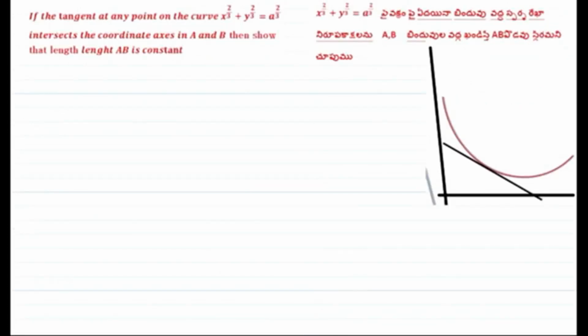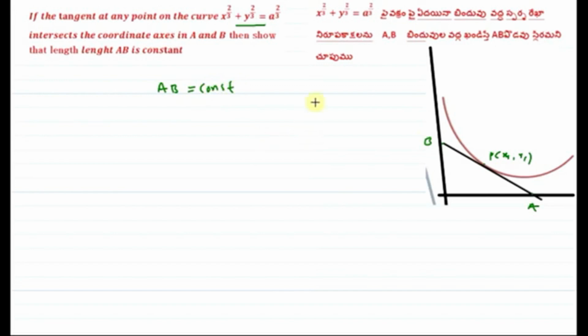This is the important problem. See, this is the question. If the tangent at any point P on the given curve intersects the coordinate axes in A and B, then show that the length of AB is constant. So this is the curve at a particular point P. We are assuming that as (x1, y1). A tangent is drawn, and this tangent is intersecting the x-axis at A and the y-axis at B. Then our aim is to prove AB is equal to some constant. So this is the question.